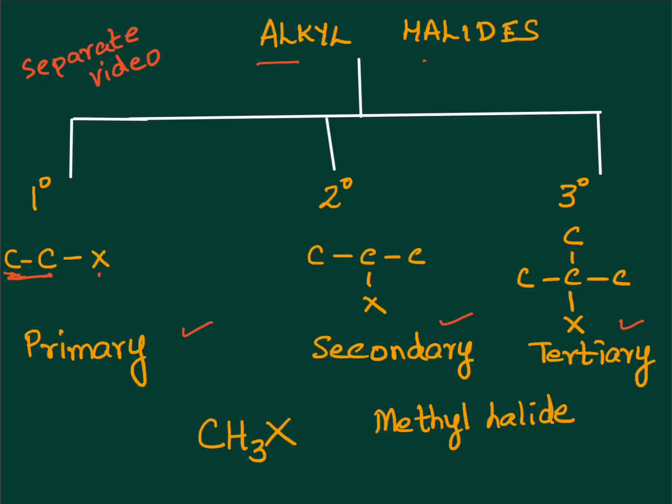Secondary or 2 degree, a halogen atom is attached to a carbon. This carbon is in turn attached to 2 other carbon atoms. Tertiary, a halogen atom is attached to a carbon, which in turn is attached to 3 other carbon atoms. Right? Have you noted this down? Because this will come in very handy when we discuss this topic further.